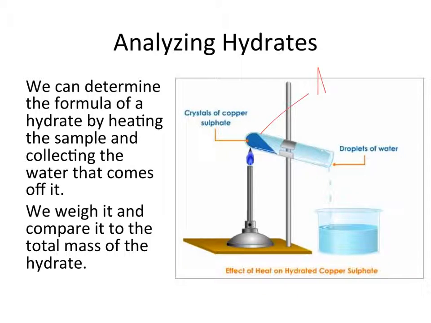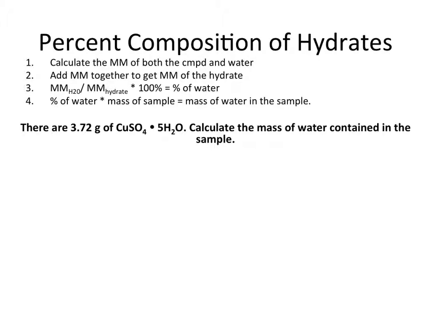Now again, that's called anhydrous salt, which means that it did have water attached to it, but now the water has been boiled off, evaporated, and now it's just the ionic compound. So we can do two things. We can look at the percent composition of hydrates, and we can also figure out the empirical formula of hydrates. So we're going to start off with percent composition.